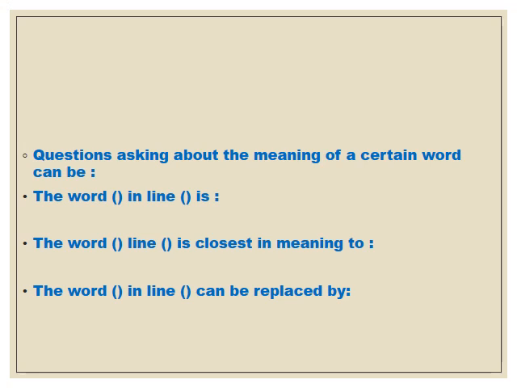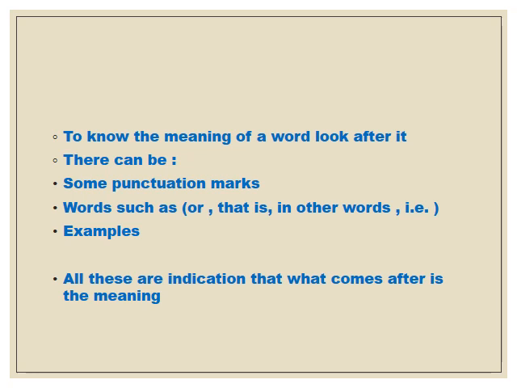First of all, the form of the question that asks about the meaning of a certain word can be, for example, the word so and so in line number 3 is, or the word so and so in line number is closest in meaning to, or the word so in line can be replaced by. So here are the different forms of the question that asks about the meaning of a word. Now after reading the question, how can we answer?